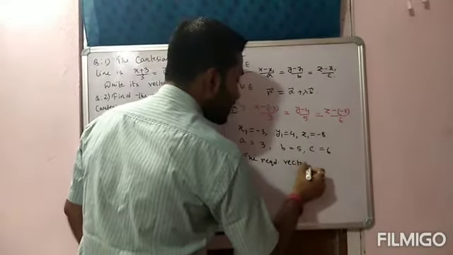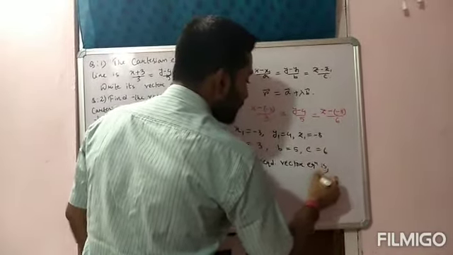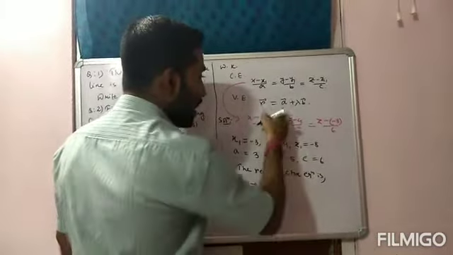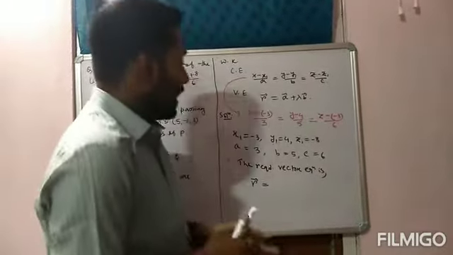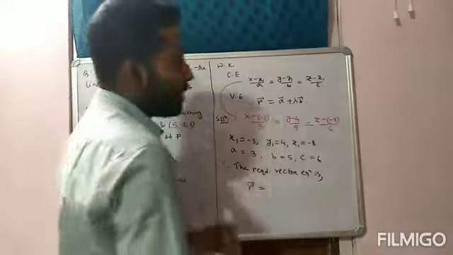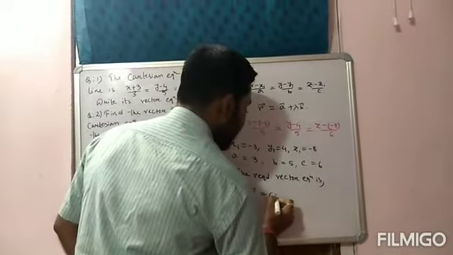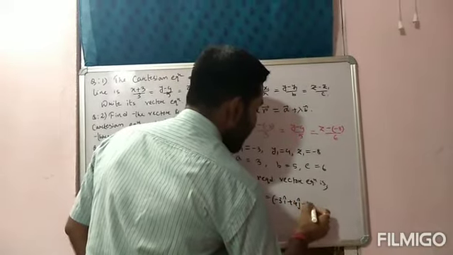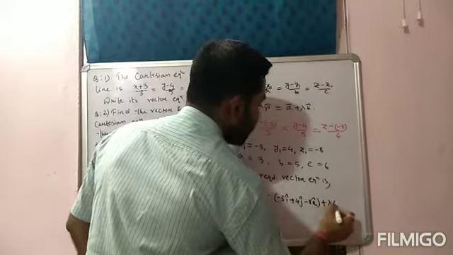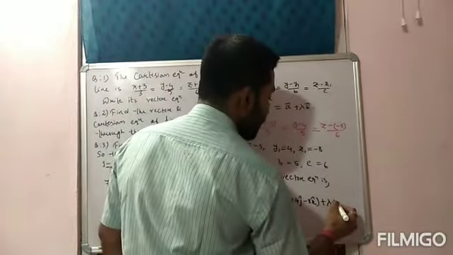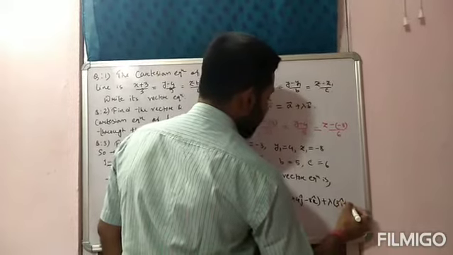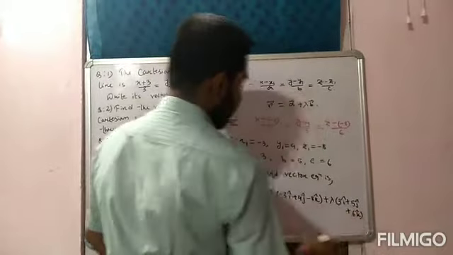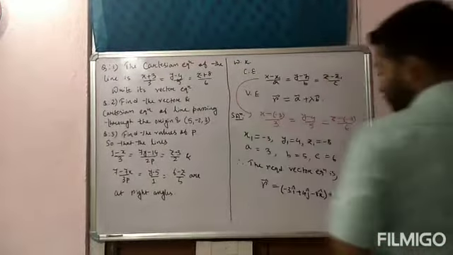vector equation is... what is the vector equation? R bar is equal to a bar. A bar means the values of x1, y1 and z1. Write these values in vector form, that is minus 3i cap plus 4j cap minus 8k cap, plus lambda into b bar. B bar means the values of a, b and c. Write in vector form: 3i cap plus 5j cap plus 6k cap. So this is the vector equation of the line.